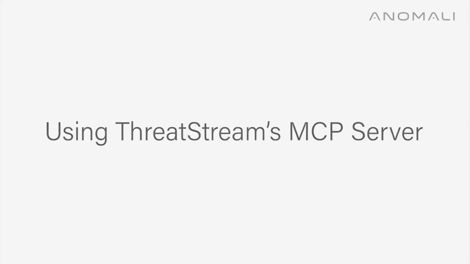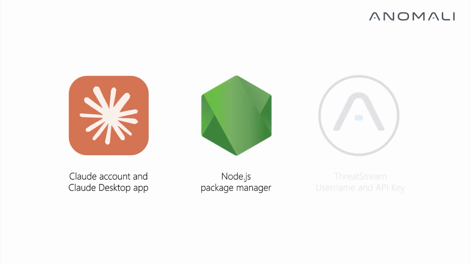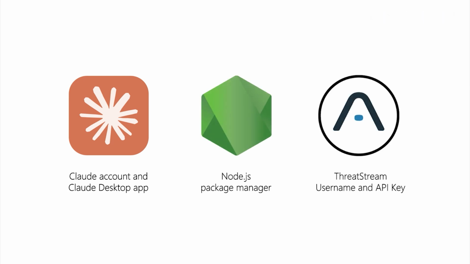In this video, we'll show you how to use ThreatStream as an MCP server for Claude AI, so it can query Anomali's threat intelligence platform for real-time insights. To use MCP servers with Claude, you would need a Claude account and Claude's desktop app, Node.js package manager, and your ThreatStream username and API key.